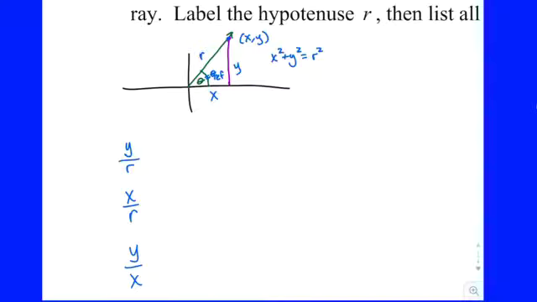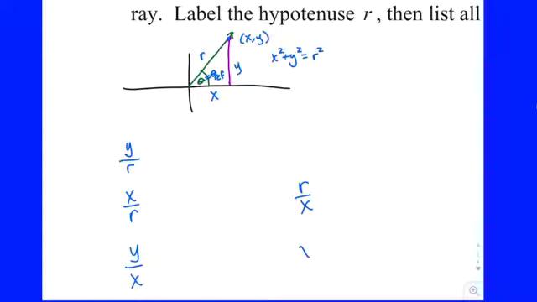That's okay. Are these the only 3? You see an R over X ratio. I do too. I'm going to write that one over here. Is that all of them? Well, what else is there then?